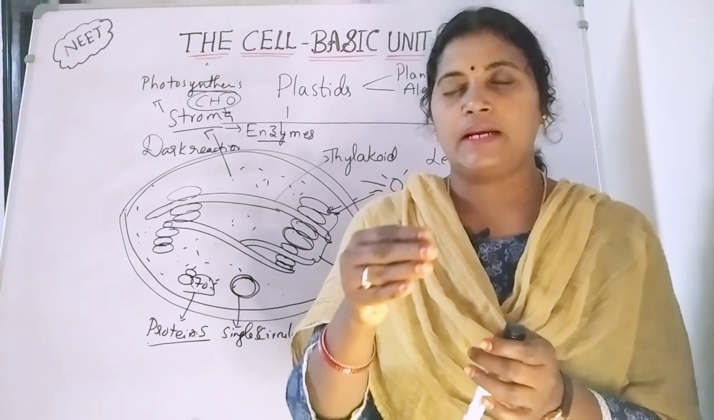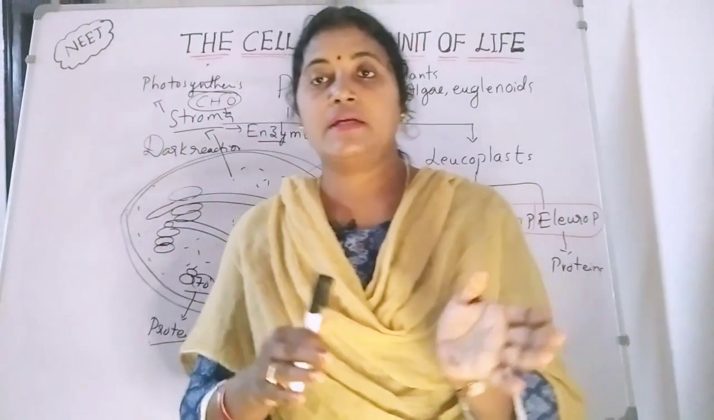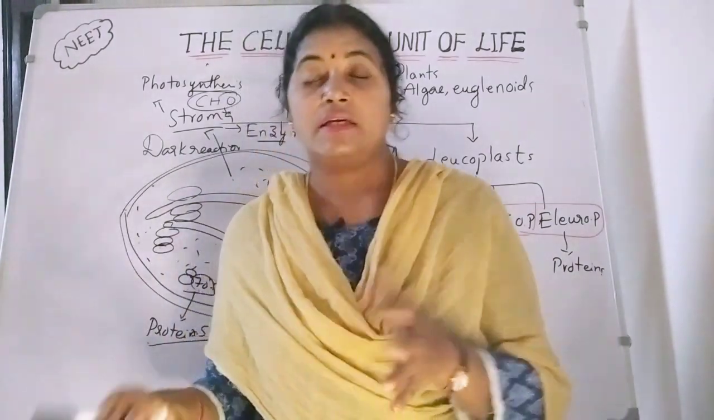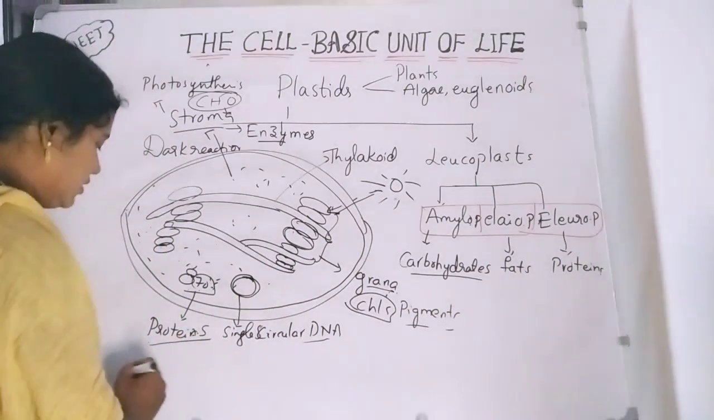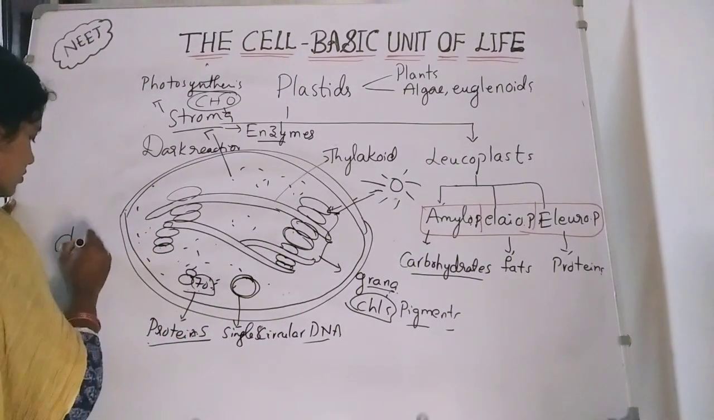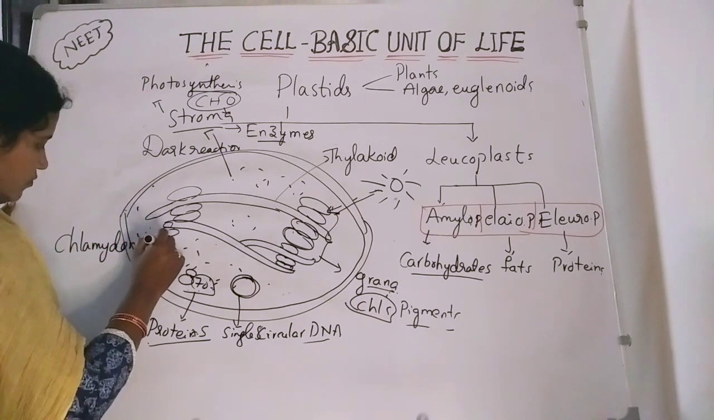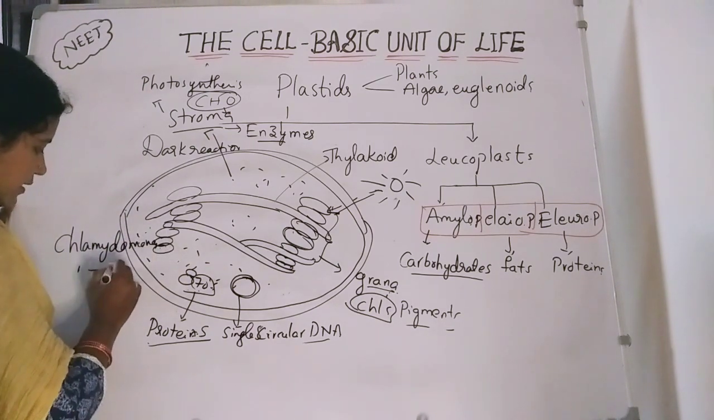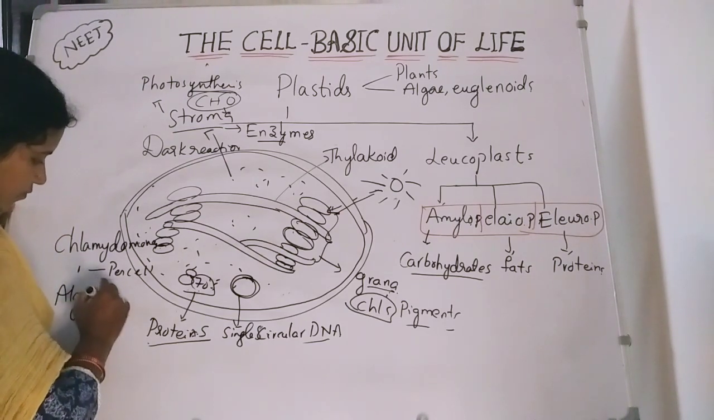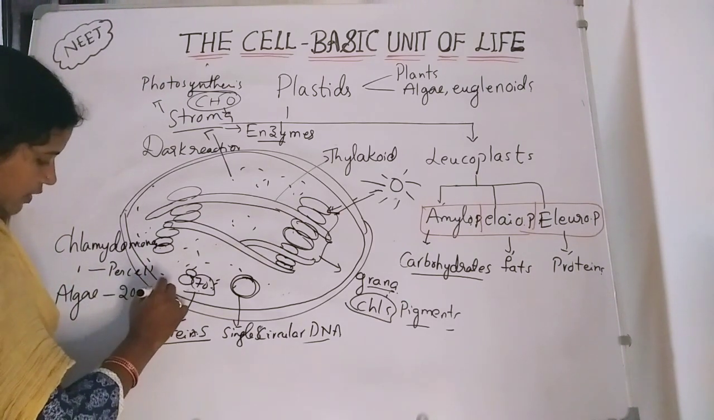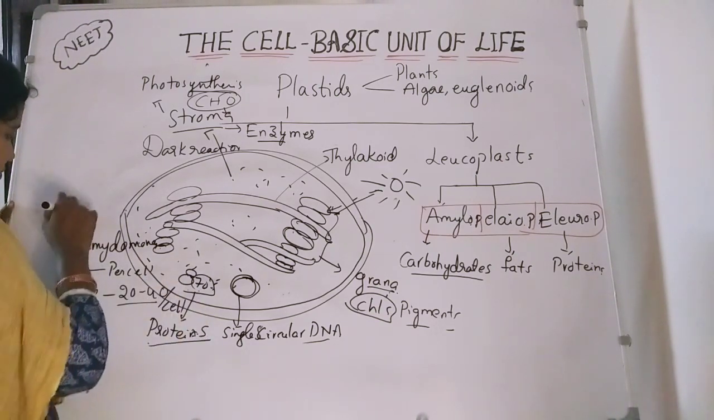In Chlamydomonas, only one chloroplast is present per cell, but in the remaining algae it contains 20 to 40 per cell. So write the example. This is a very important point for NEET.